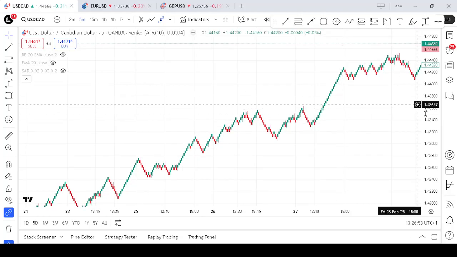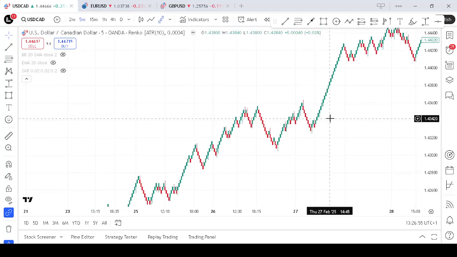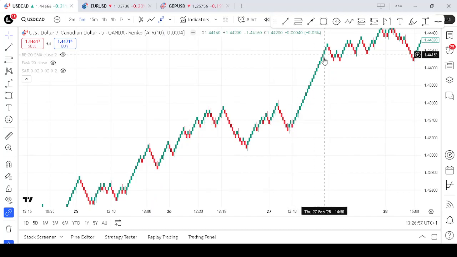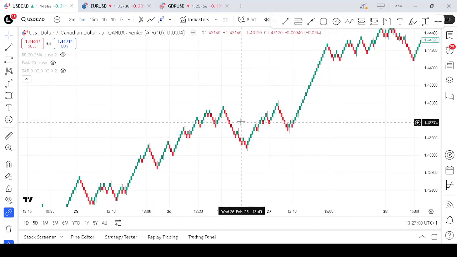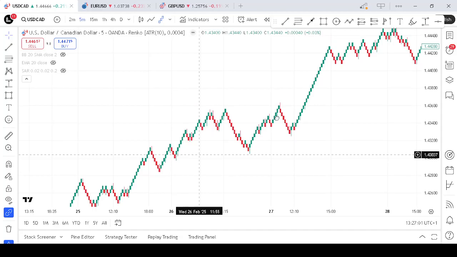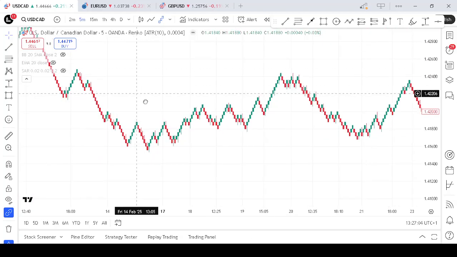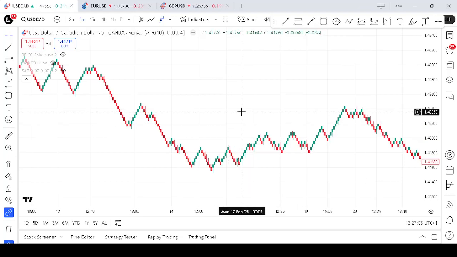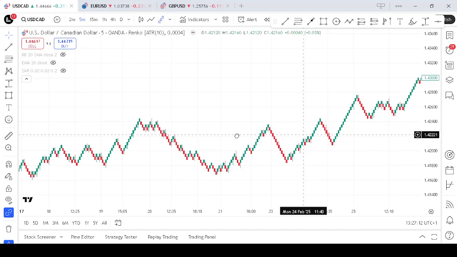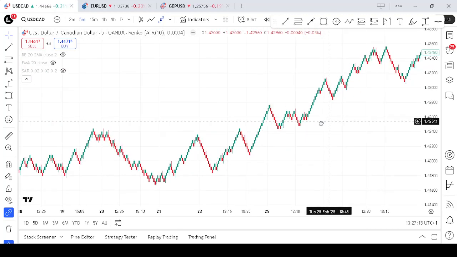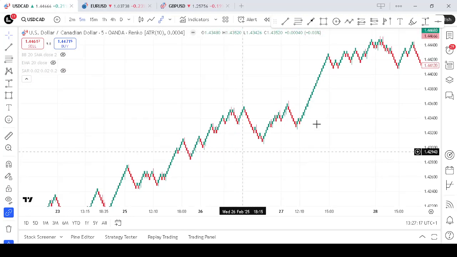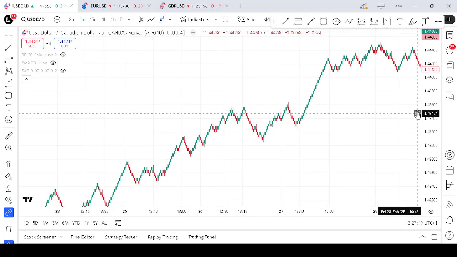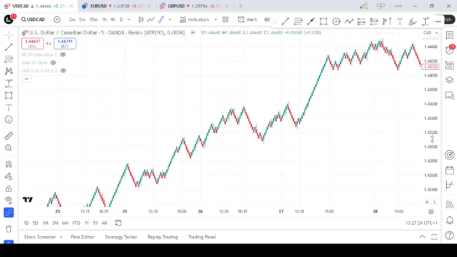For the uptrend, you have to see consecutive green bricks, while in a downtrend you see consecutive red bricks. Now the step 3 is knowing how to enter your entry signals. Now that we have identified the trend, it's time to look for your entry signal. The key here is to wait for the confirmation before entering a trade.